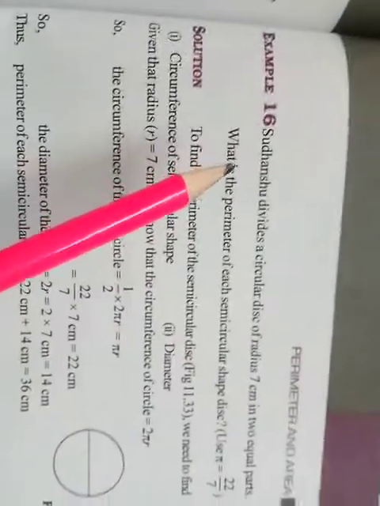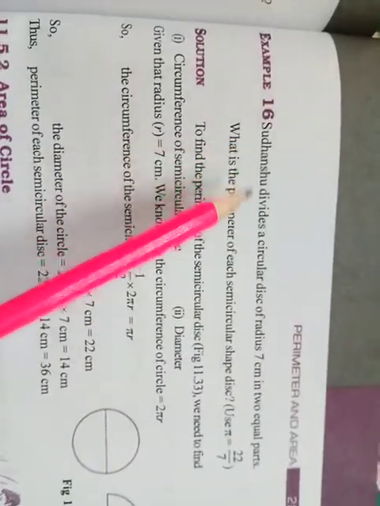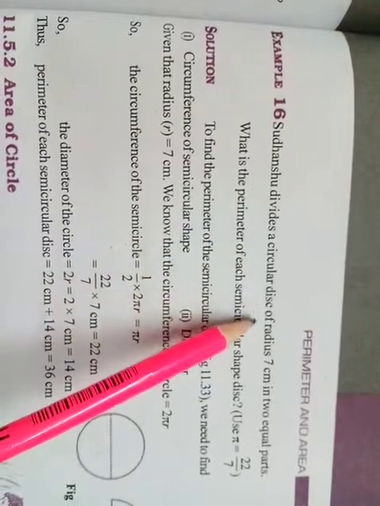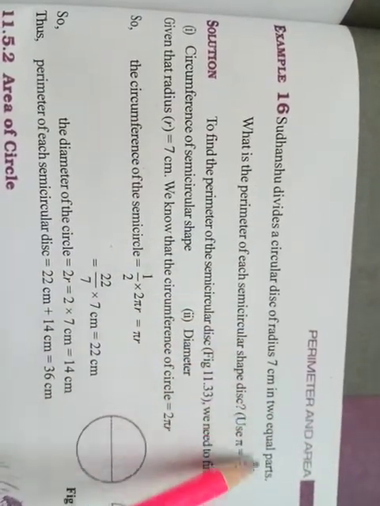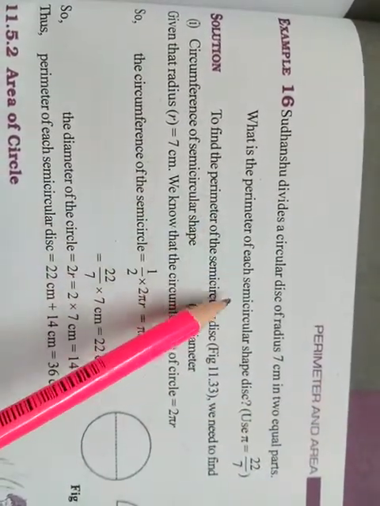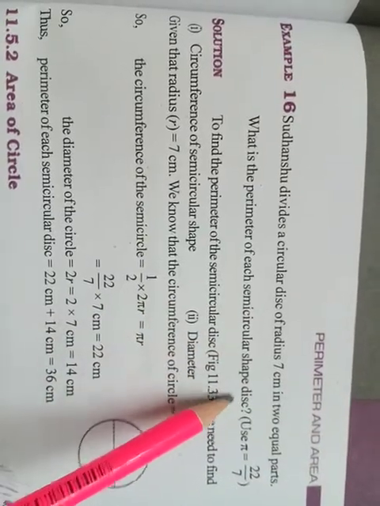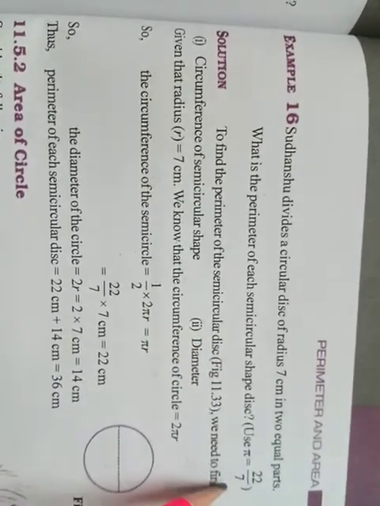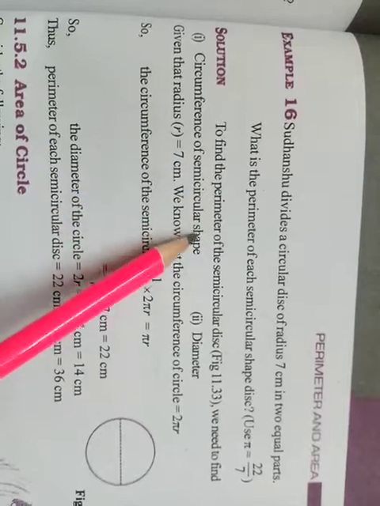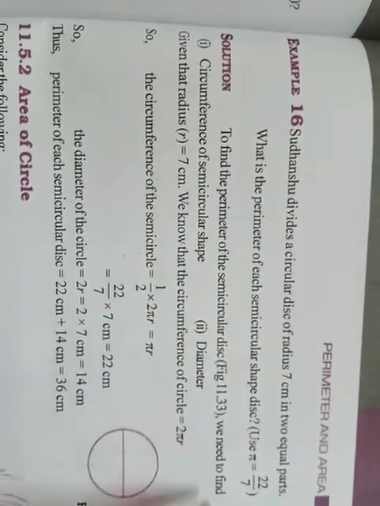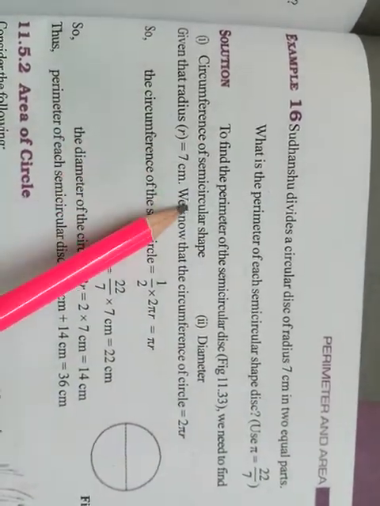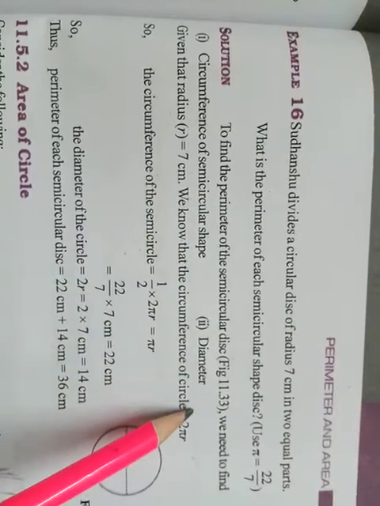Next question is, Sudhanshu divides a circular disc of radius 7 centimeter into 2 equal parts. What is the perimeter of each semicircular shaped disc? Pi is equal to 22 by 7. So to find the perimeter of the semicircle, we need to find the circumference of the semicircular shape and then the diameter.